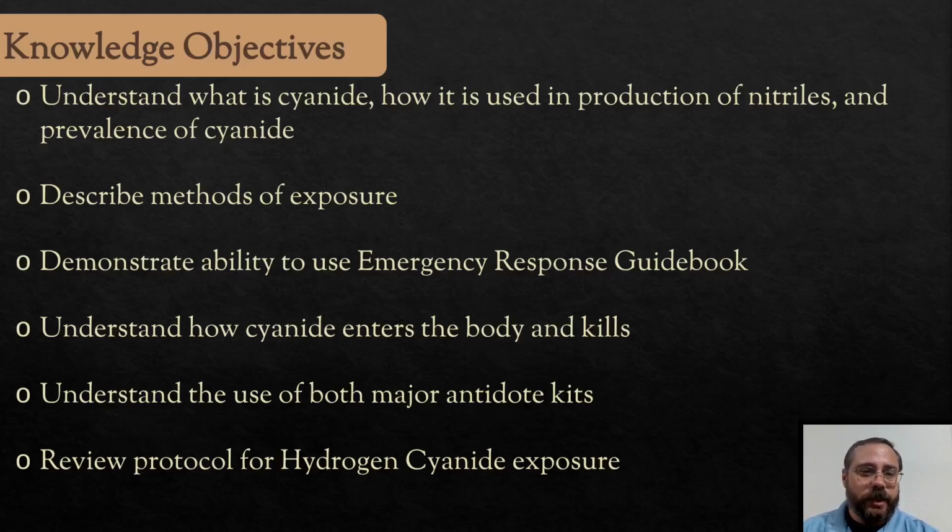So the first thing I want to go over is our knowledge objectives. The first one is to understand what cyanide is, how it's used in the production of nitriles, and the prevalence of cyanide in some products that you may not necessarily think have cyanide in them. Describe the different methods of exposure. Demonstrate the ability to use the emergency response guidebook. Understand how cyanide enters the body and how it kills. Understand the use of both major cyanide antidote kits, and review the protocol for hydrogen cyanide exposure.